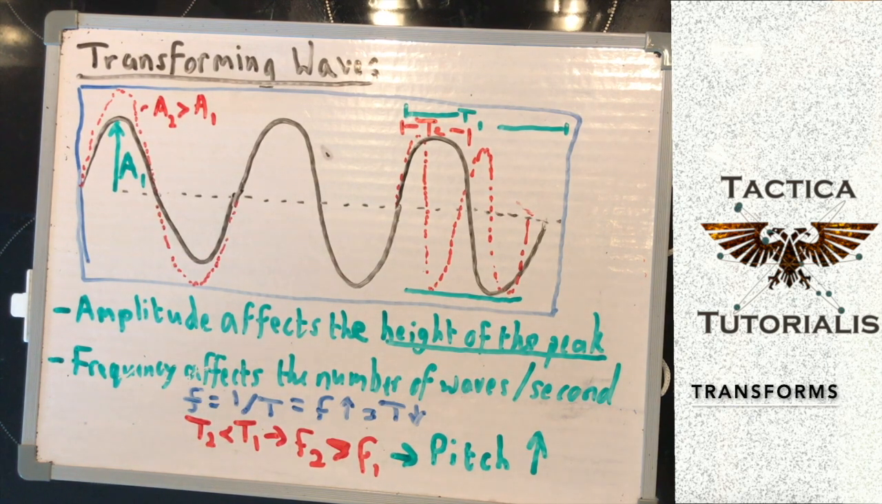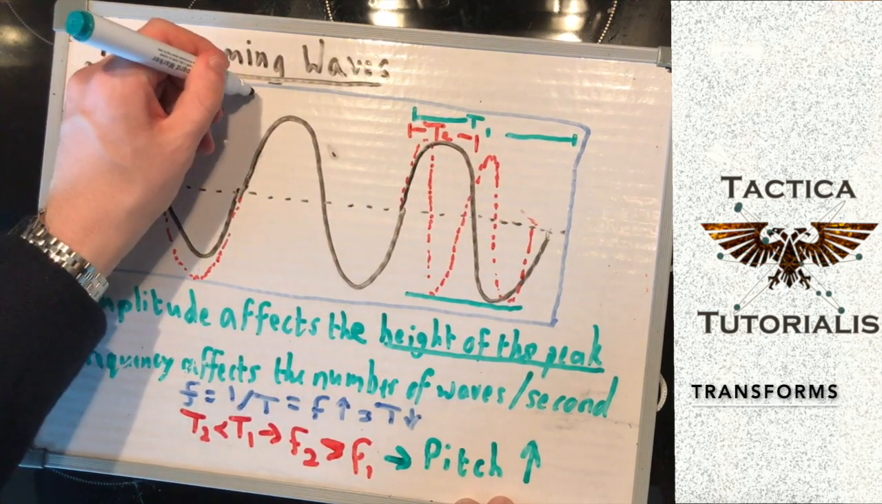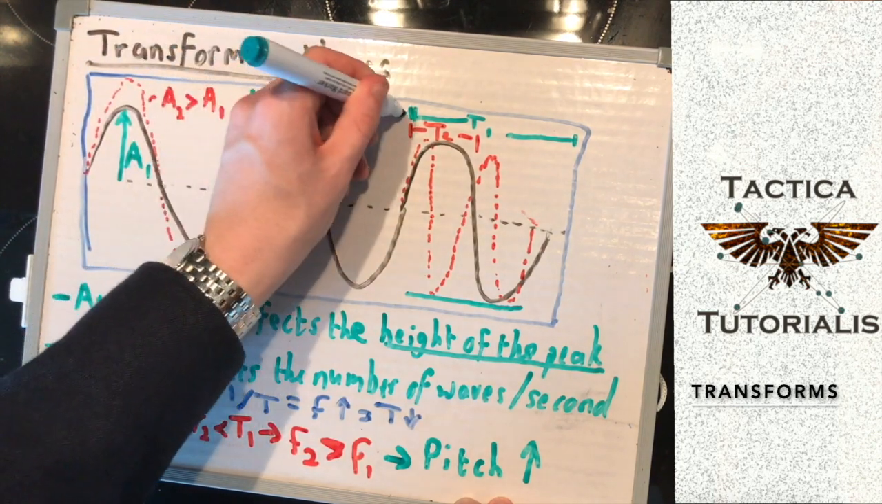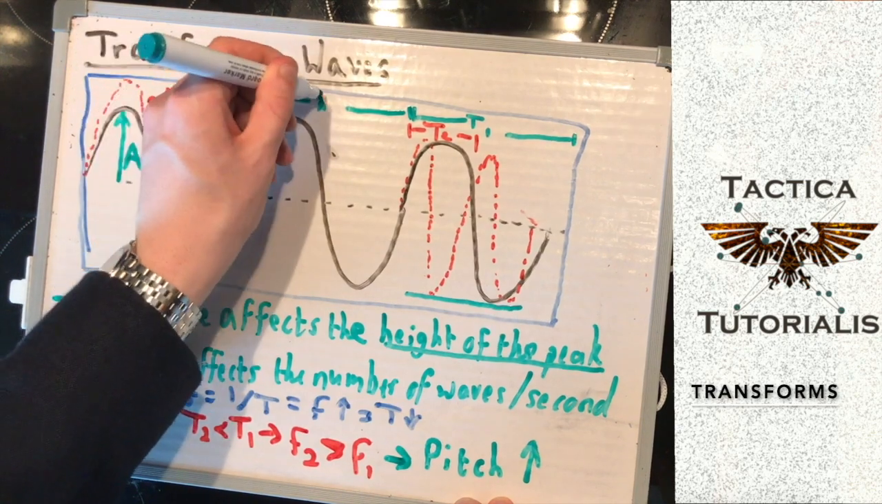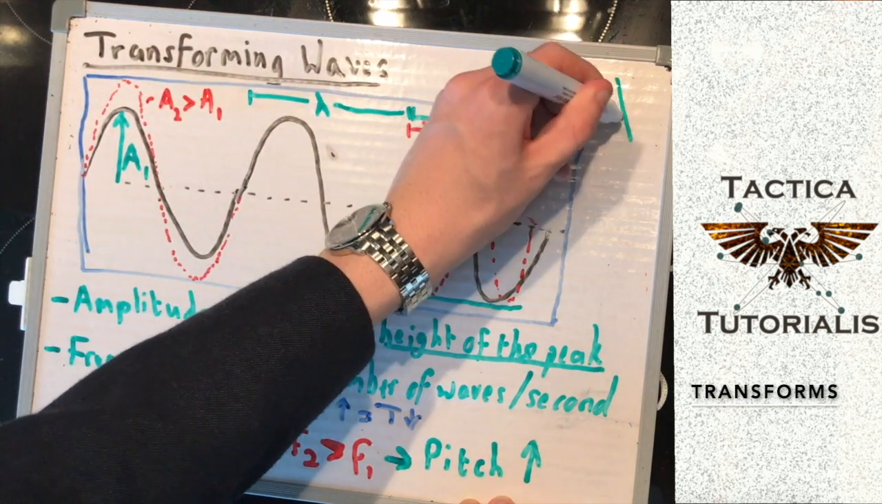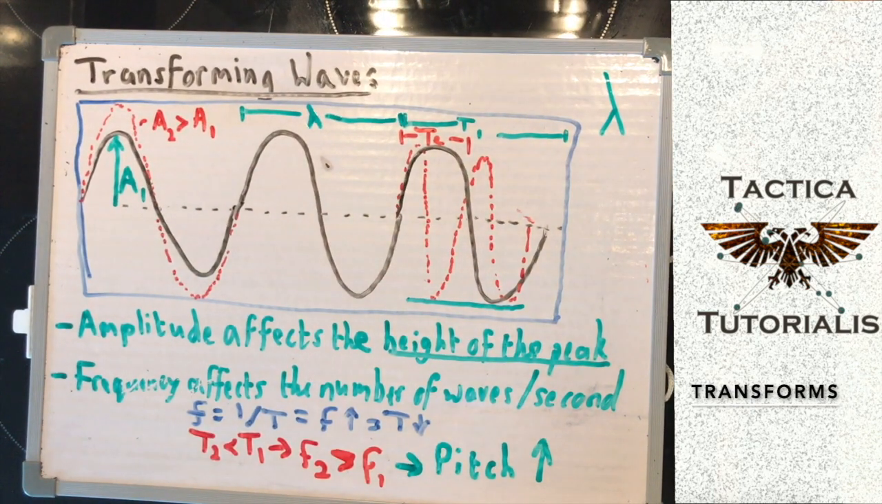So those are the main things about transforming a waveform. I'll just put the wavelength thing in the middle so that you can see what I mean. So the wavelength symbol is a weird one. It's not a W. It's actually a Greek letter, which we call lambda. Don't know why, it just is.